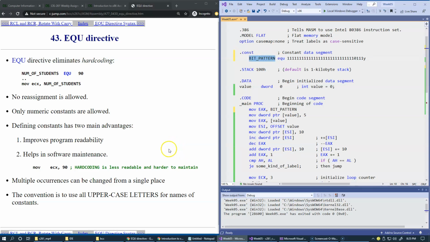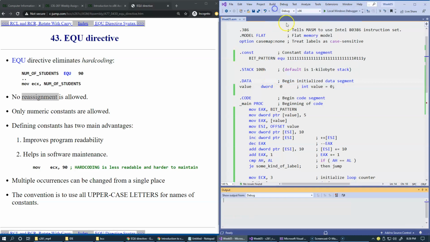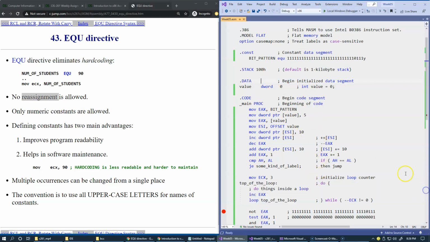Notice that once equivalent is used, no reassignment is allowed. So this becomes a true assembly time constant. So let's just build this to make sure that everything is working properly, so it continues to be compiled fine. So this is an example of using equivalent, and of course when you're dealing with strange things that look like this, it's much better to give them some kind of real names.